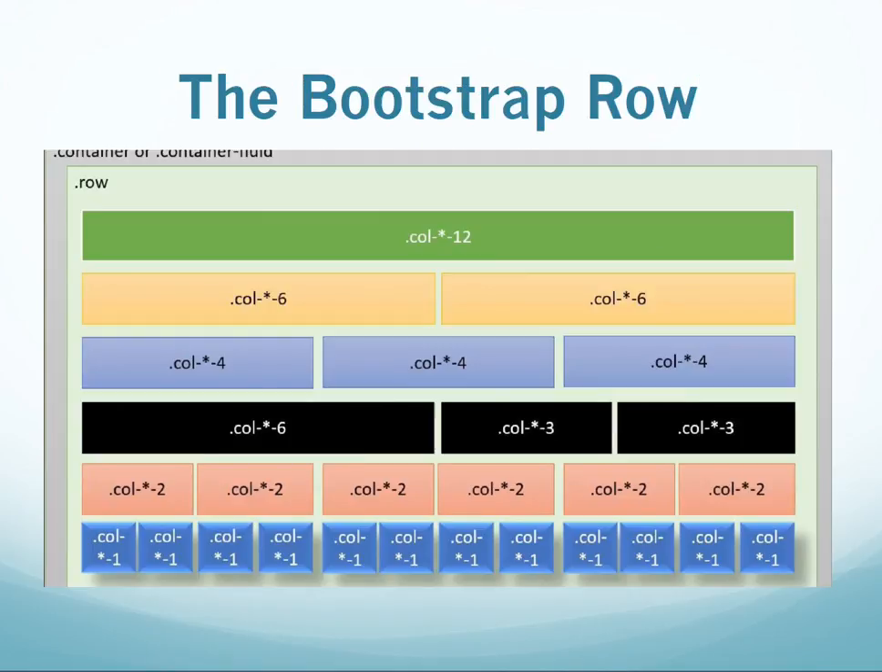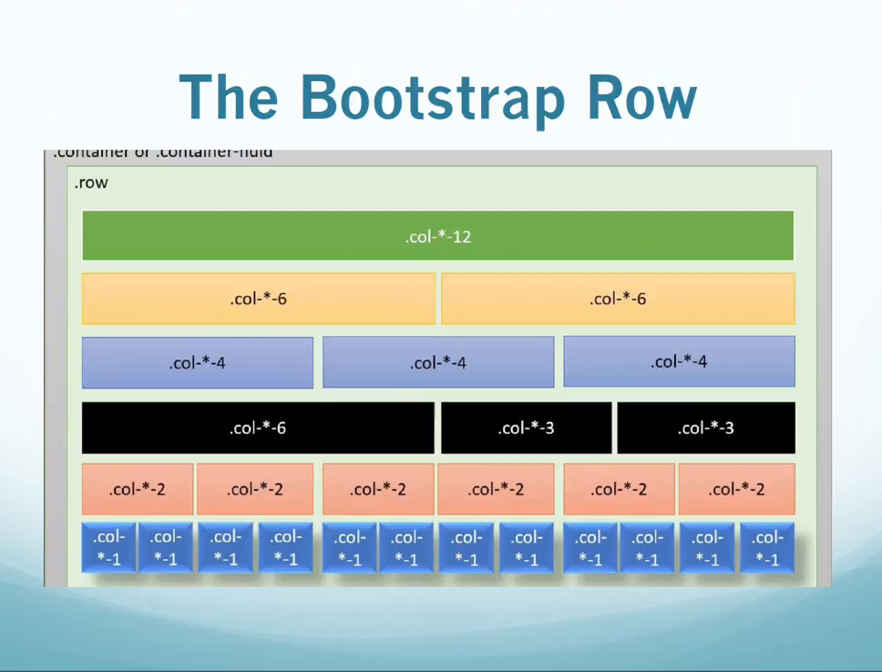The Bootstrap row. A row acts like a wrapper around the columns. So what you see on the slide is the gray, which is the container. It has a little bit of offset in it. Inside of it you have the row, which is the green, and inside of that you have your choices of columns. Notice they all add up to a total of 12. The row nullifies the padding set by the container element by using a negative margin of minus 15 pixels on both the left and right sides.